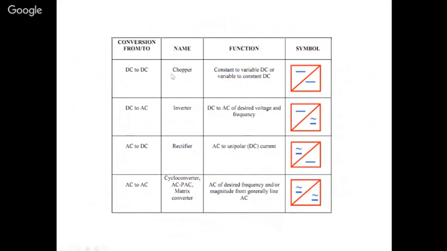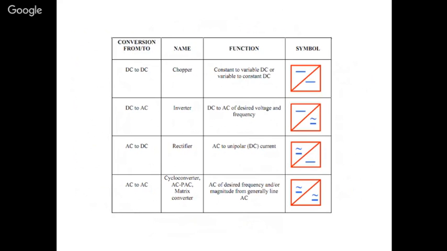And again, you can see here, DC to DC converters are choppers. DC to AC converters are inverters. AC to DC is the rectifier. And AC to AC, there are two types: one is the cycloconverter and another one is the AC voltage controller.